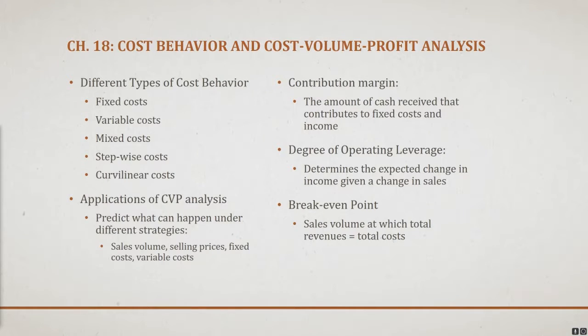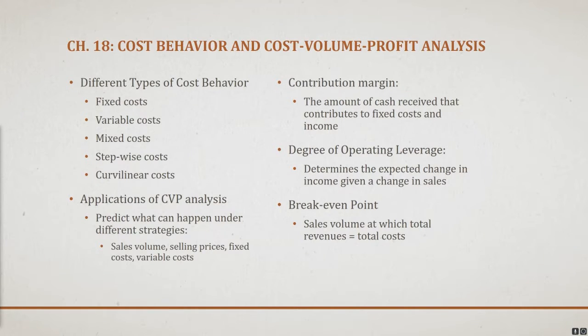Chapter 18 includes topics such as different types of cost behavior, including fixed costs, variable costs, mixed costs, stepwise costs, and curvilinear costs, and applications of CVP analysis, which predict what can happen under different strategies, the contribution margin, which is the amount of cash received that contributes towards fixed costs and income, the degree of operating leverage, which determines the expected change in income given a change in sales, and the break-even point, sales volume at which total revenues equals total costs.